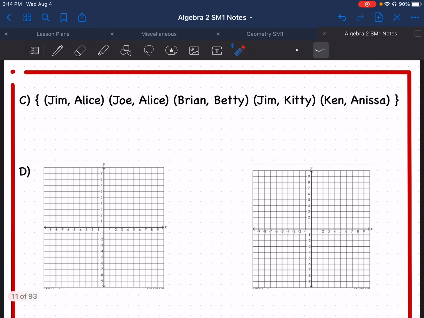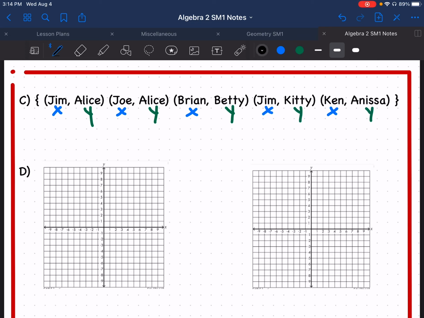All right, let's take a look at a set of ordered pairs like this. Remember, you're just looking at your X's. And then that's your domain. And then your Y's, your range, would be the second ones.